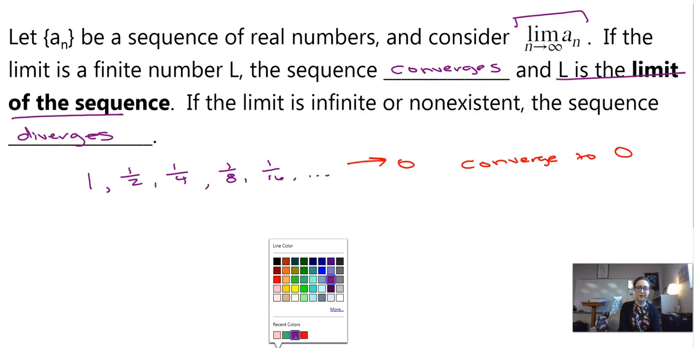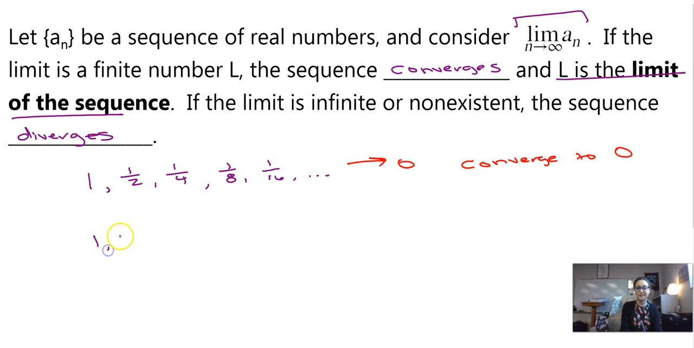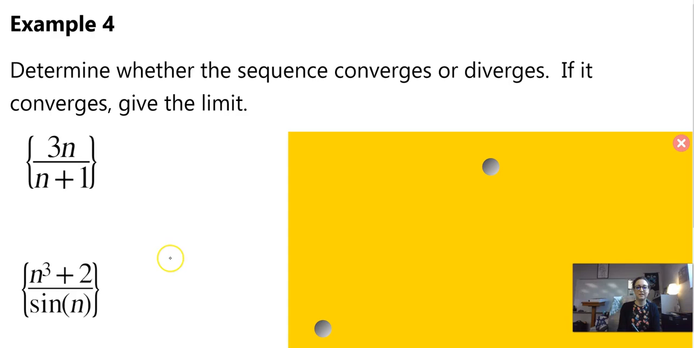Okay. Now, what about if I go the other way? I start with 1 and I double it. So 1, 2, 4, 8, 16, and it goes on forever and ever. Is this going to hit some limit or just explode to infinity? It just goes to infinity, so this sequence is said to diverge. All right? Okay, let's try an example. First, pause on the screen, go ahead and copy the 2 sequences. Hit continue when you're ready to check the limits.